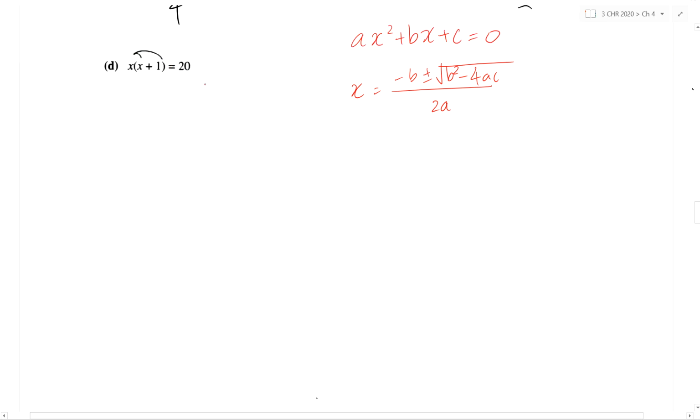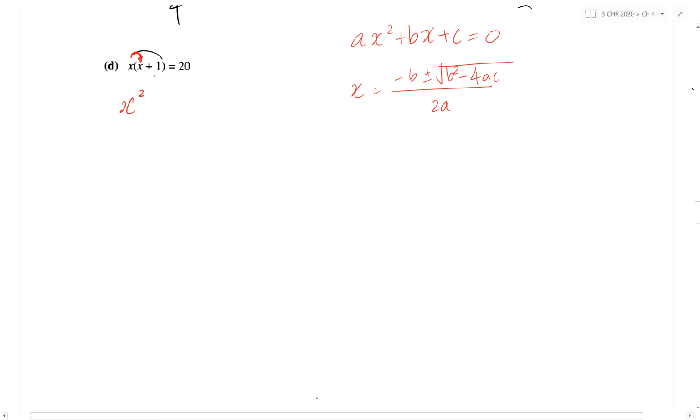Okay, so let us expand, starting from x multiplied by x. Now this x on the outside is positive. Since it is positive, when we expand, do we need to change the signs? Need or no need? No need. Positive multiplied by anything, the result doesn't need to change sign. Positive times positive, you get positive. Positive times negative, you get negative. No need to change sign. So positive times positive, we get x squared.